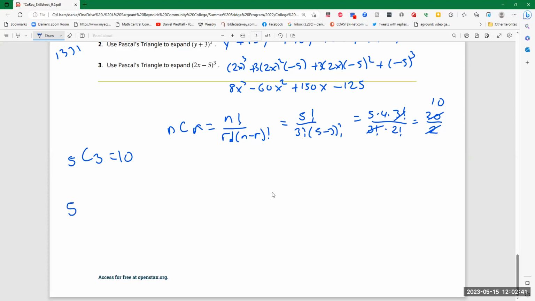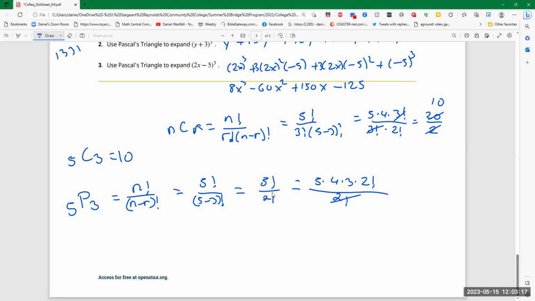So 5P3, where order does matter, and there is no Pascal's triangle method for this. This is just going to be n factorial over n minus r factorial. It's going to be 5 factorial over 5 minus 3 factorial. It's going to be 5 factorial over 2 factorial, which is 5 times 4 times 3 times 2 factorial over 2 factorial, which is 20 times 3 is 60, a much bigger number, right?